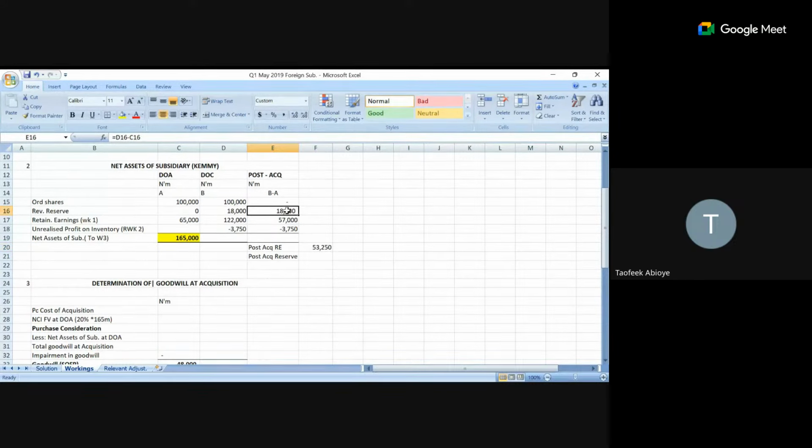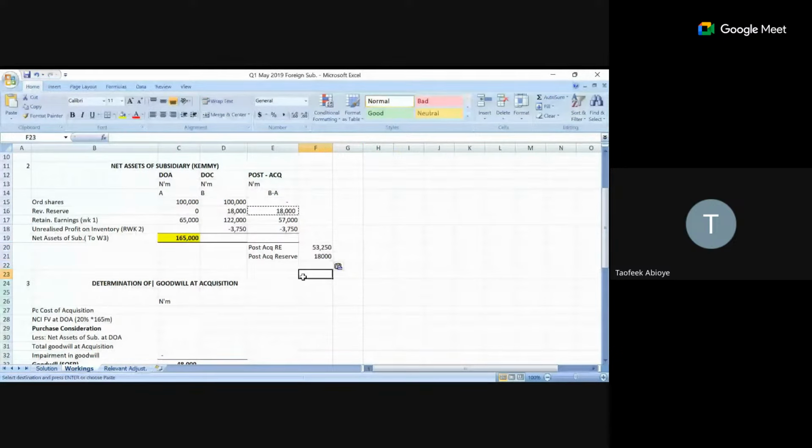Why this one? Post-acquisition reserve is 18,000 face value. So it is usually recommended to split these two amounts, so that when we are distributing between parent and subsidiary, it will be very, very fine.